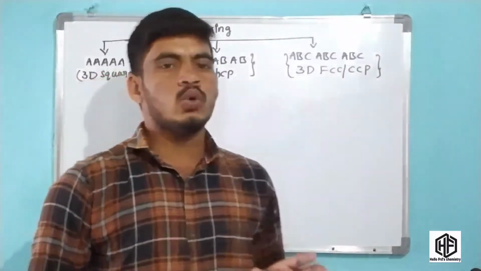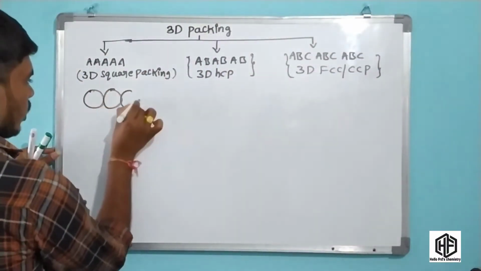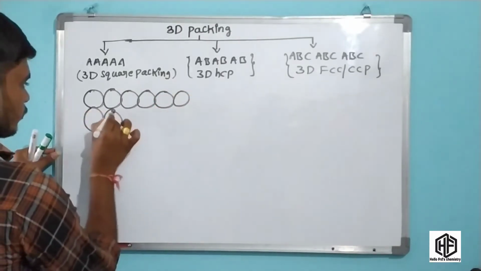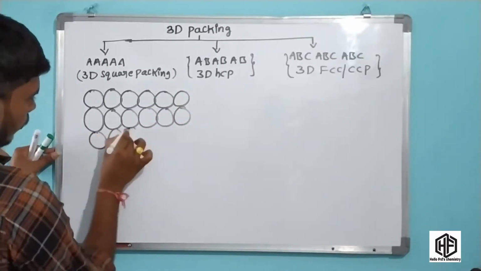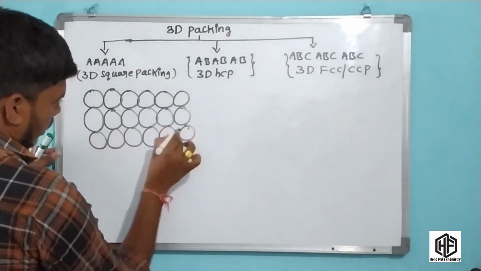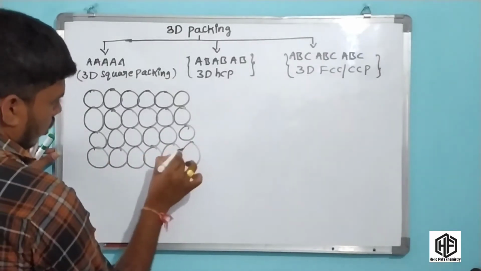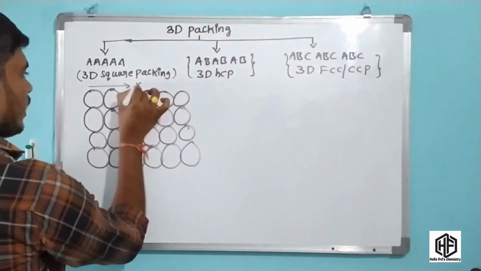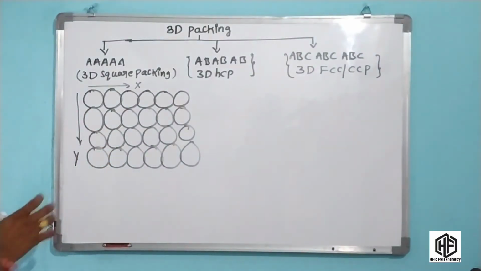Now we will talk about the A type, three dimensional square packing. First of all, you have to consider a two dimensional square packing. Okay friends, this is the two dimensional close packing of the atoms. Two dimensional close packing of atoms is like this. It means this is the x direction and y direction arrangement of the atoms. This is the two dimensional close packing.